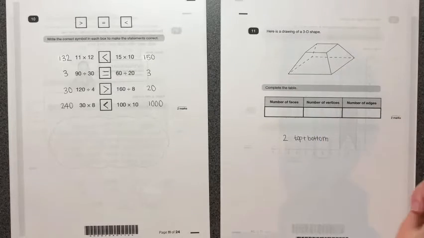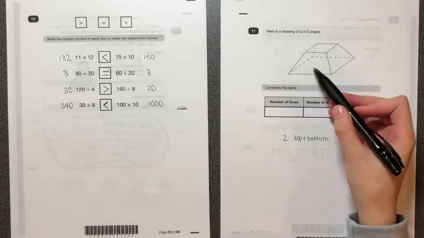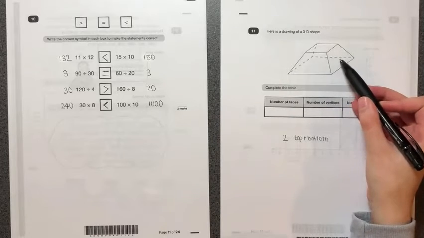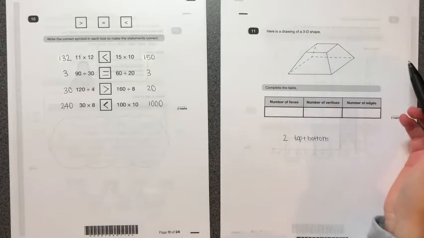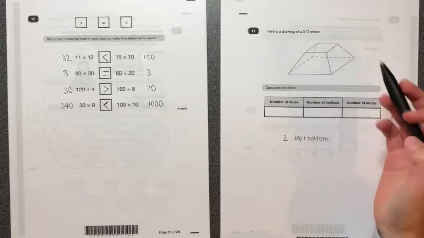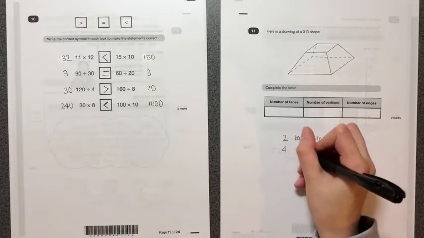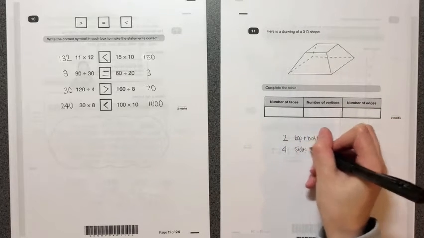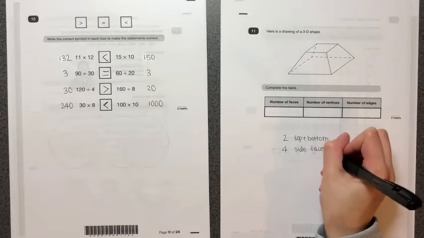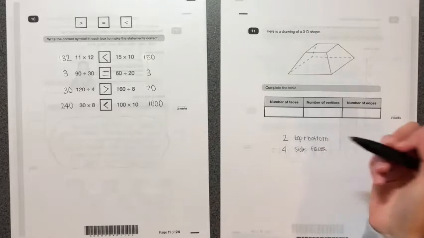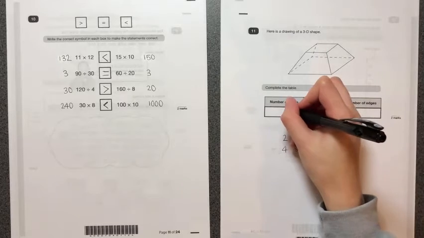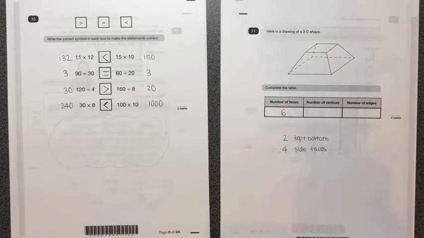Now we're going to count the sides. We've got 1 here, 1 here, 1 at the back, 3, and 1 to the side here, which is 4. And 4 side faces. 2 and 4 added together gives us 6. There are 6 faces in total.